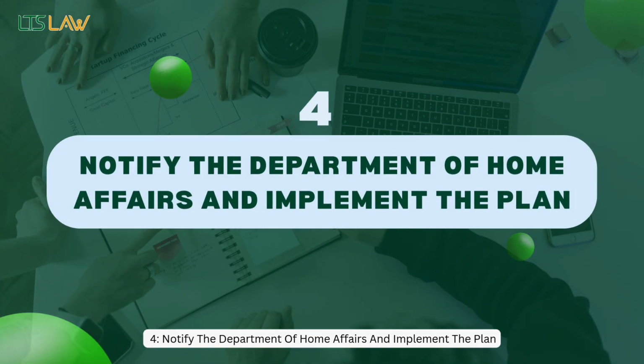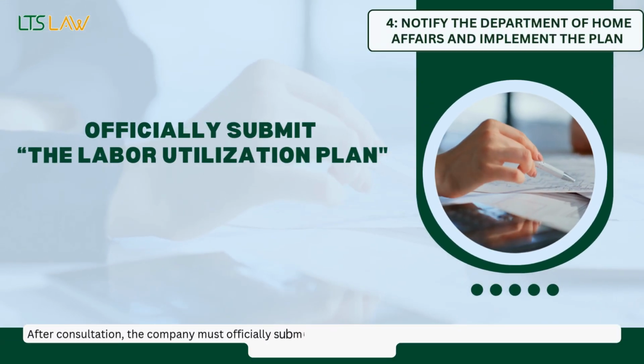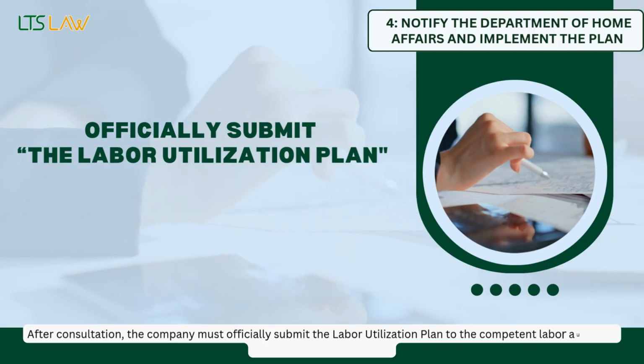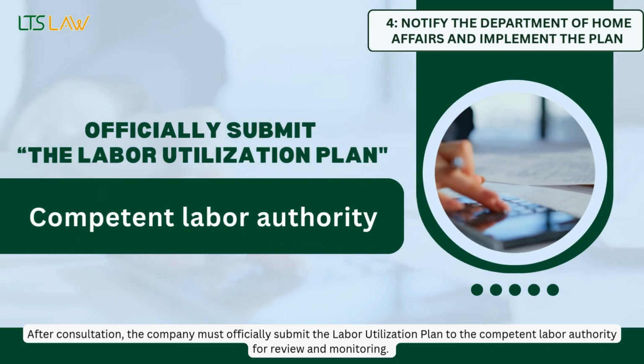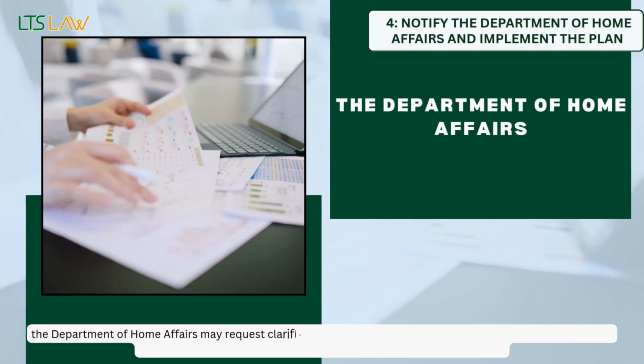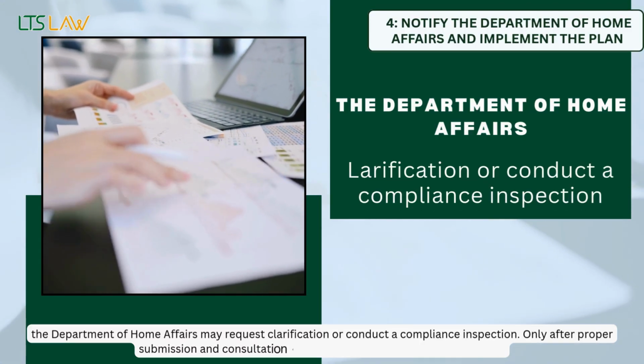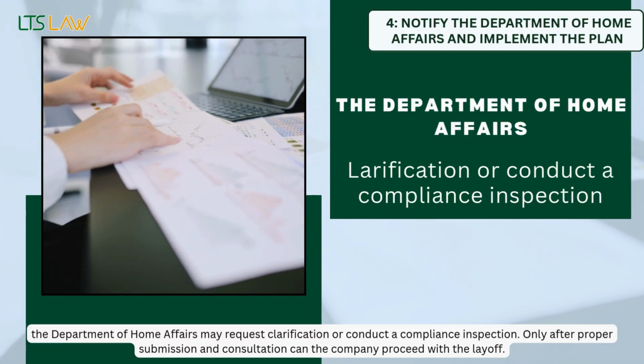4. Notify the Department of Home Affairs and implement the plan. After consultation, the company must officially submit the labor utilization plan to the competent labor authority for review and monitoring. The Department of Home Affairs may request clarification or conduct a compliance inspection. Only after proper submission and consultation can the company proceed with the layoff.